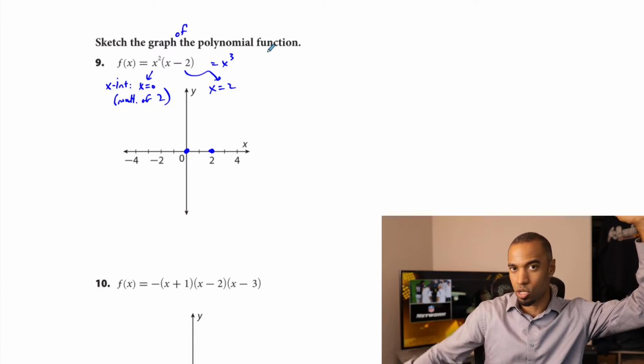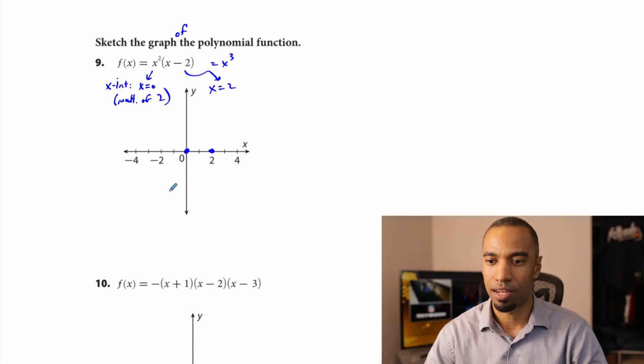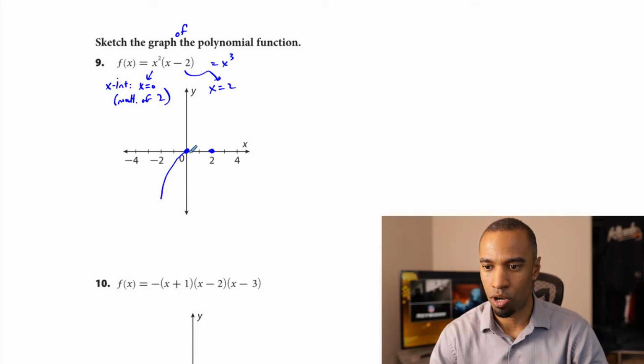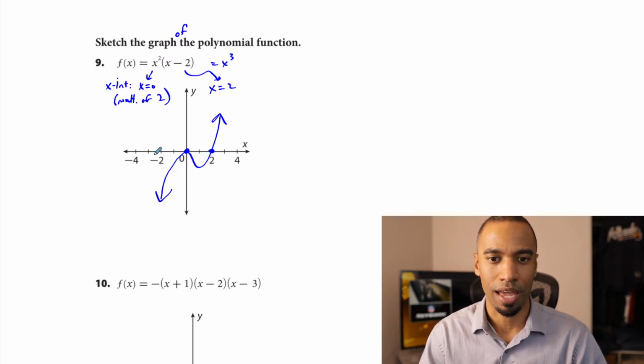Cubics, odd degree, positive: start down, finish up. And it has a multiplicity of 2 at x equals 0. So that means it's going to bounce back at 0, and then it's going to hit a turning point, a local min, if you will, and it'll finish upward there. And that is our graph. That is our graph, and that's it.